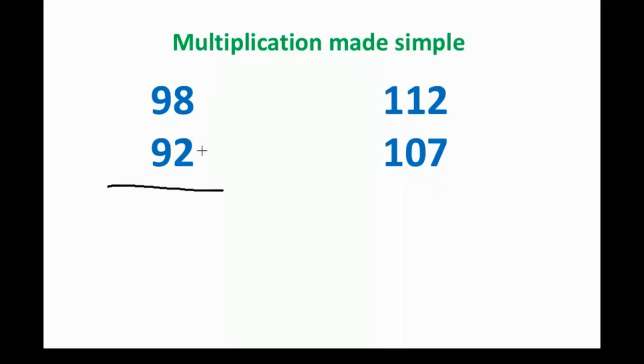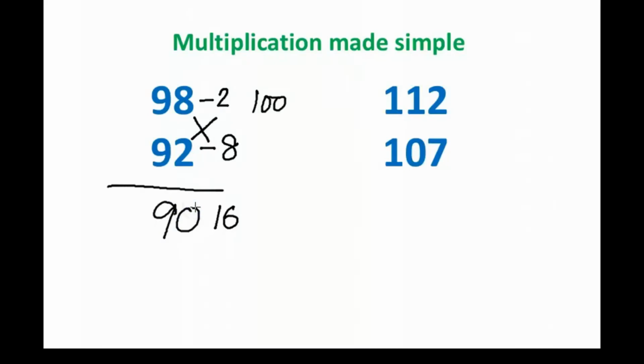As an example, the first thing we are thinking of is 98 into 92. The very first step is to find out what these numbers are near to. Very simple: these numbers are near to 100. So we call the base 100. So the first thing to remember is that our base is 100. Now the next thing is, 98 is how much less than 100? It is 2 less. 92 is 8 less than 100. Next, 8 into 2 we need to multiply.